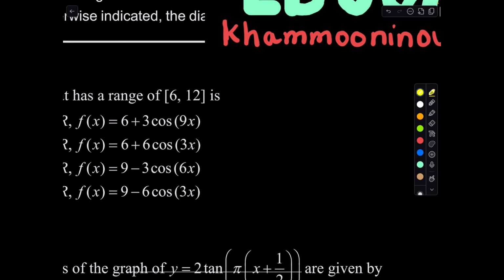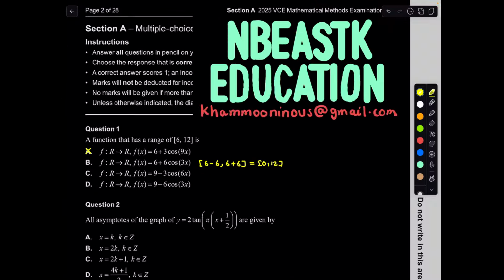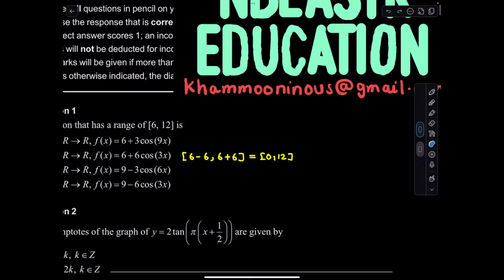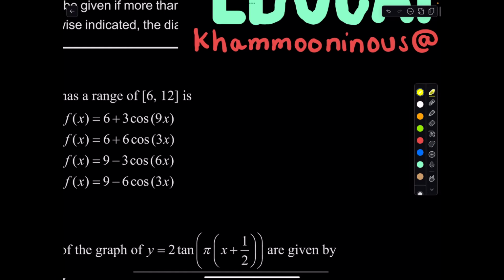This one, the translation in this case is 6. So 6 minus the amplitude, which in this case is 6, and then 6 plus 6, which gives us 0, 12, which again is not right because we want to get 6, 12. Let's look at the next one. Okay, the next one, as you can see, the translation is 9.